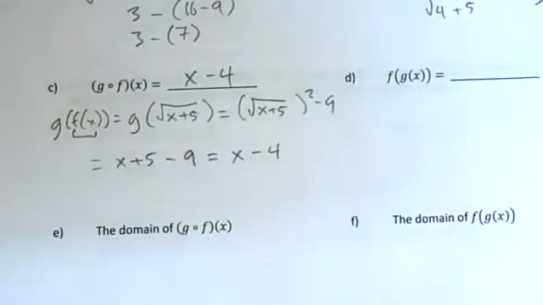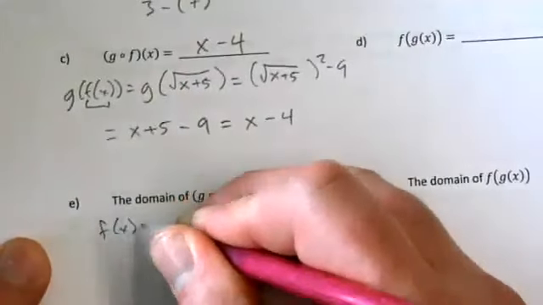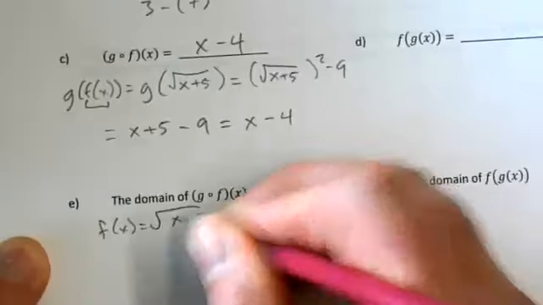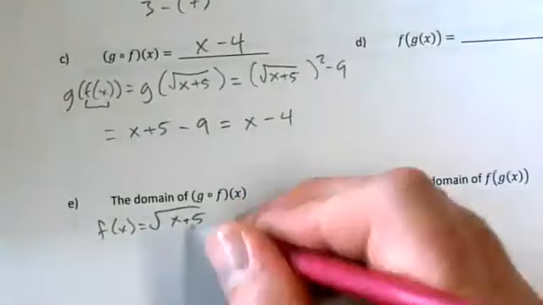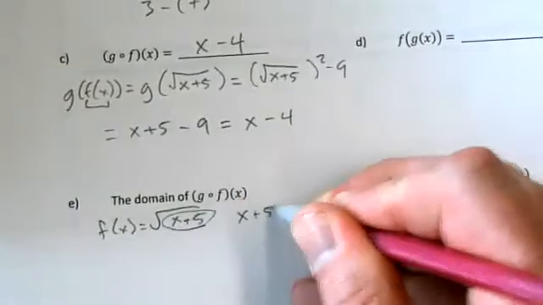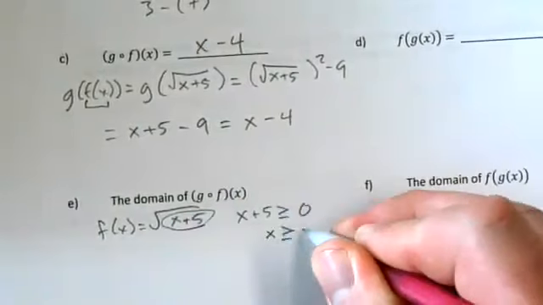So I have to look at my F function, and I don't have it on the screen, but F of X was the square root of X plus 5. So I need to worry about the domain of this. Is there anything that's not in the domain of this? Yes. X plus 5 is inside of a radical, so it must be greater than or equal to 0. So X must be greater than or equal to -5.